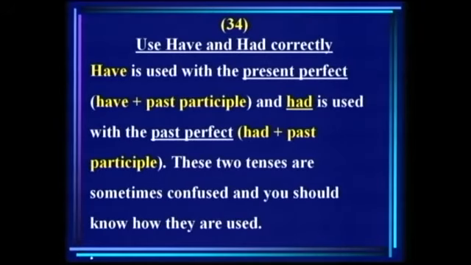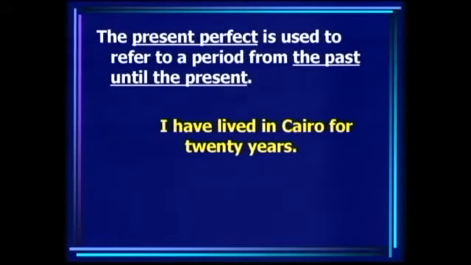احنا عارفين خلاص ان دايما لما بقول have لازم وراها الpast participle. And had is used with the past perfect, which is had plus the past participle. These two sentences are sometimes confused and you should know how they are used. احيانا الناس بتلخبط فيهم، نشوف بنستعملهم ازاي. طيب. The present perfect is used to refer to a period from the past until the present.